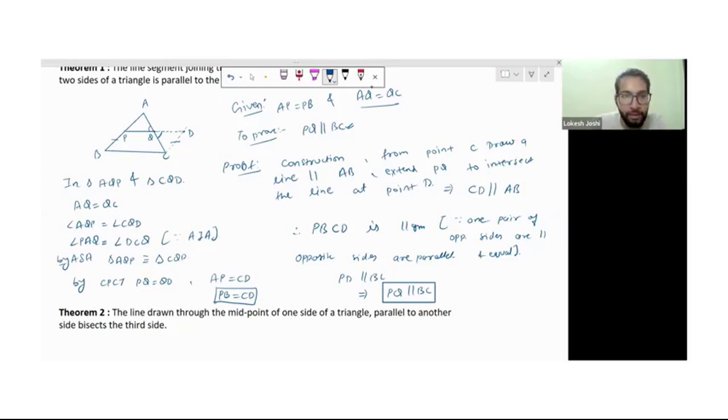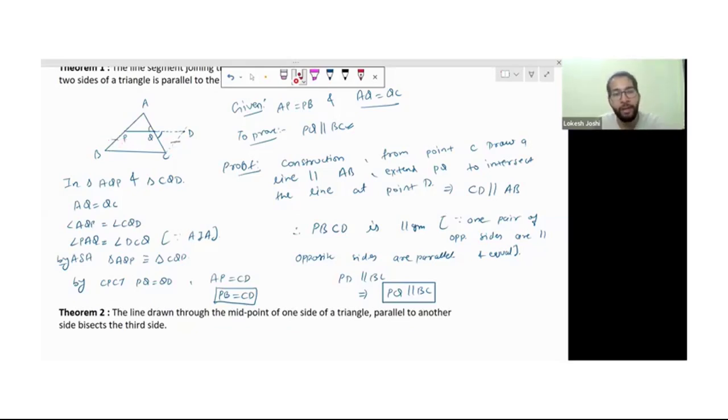So let me revise what we have done in this question. First of all, we are given that P and Q are the midpoints of the given sides AB and AC. And we have to prove PQ is parallel to BC. So to prove this, we started our proof with the construction: CD parallel to AB, and extend PQ to meet D. Now, what we have proved after that is that triangles PQA and CQD are congruent. And using CPCT, we have proved that these sides are equal and they are parallel according to our construction.